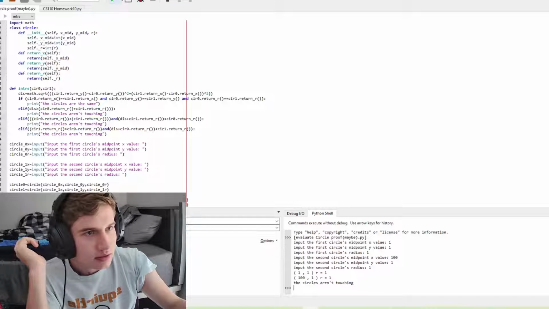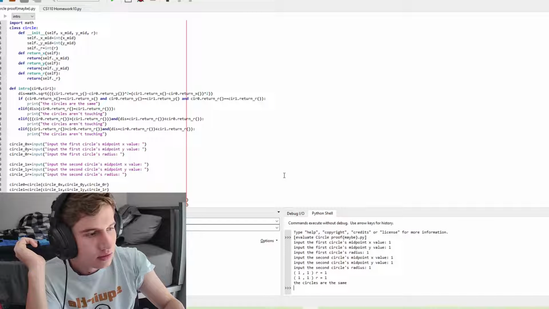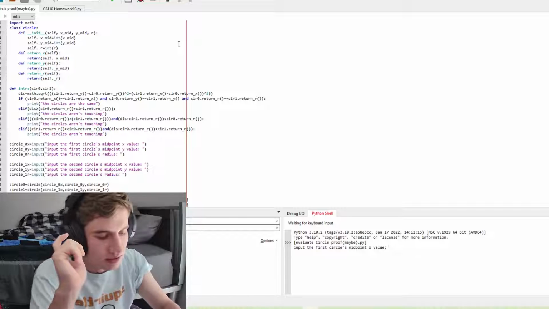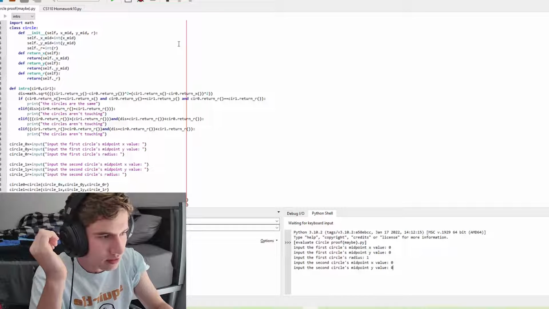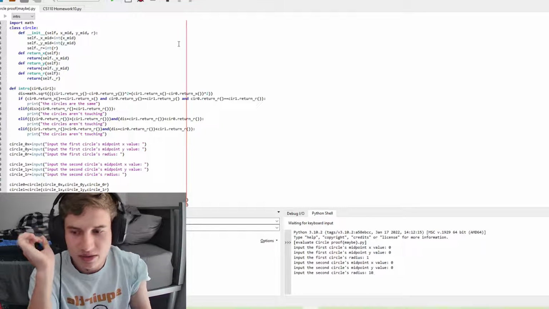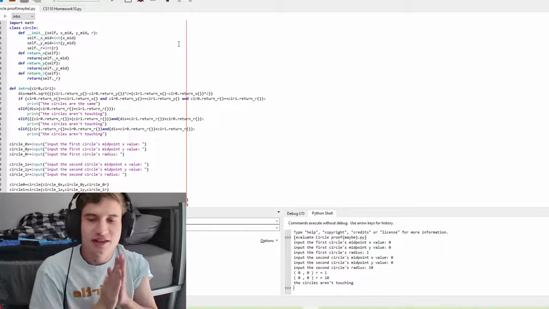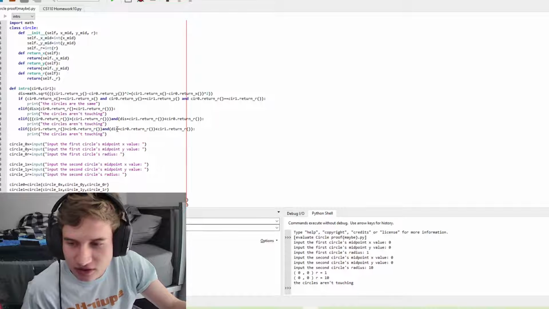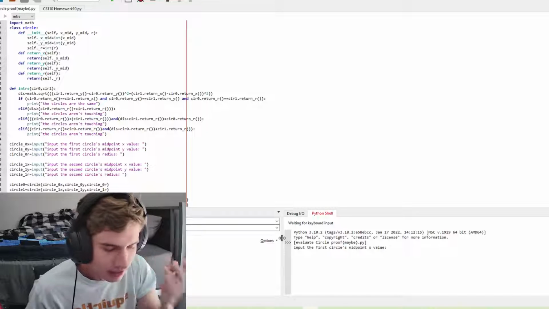So that works. Let's say what if same circle, some final test. So let's get 1, 0, 0, the radius of 1. So these circles should not be touching. They're not touching. This is great. Okay, now we just need to say if the circles are touching. I think that's the last circumstance.